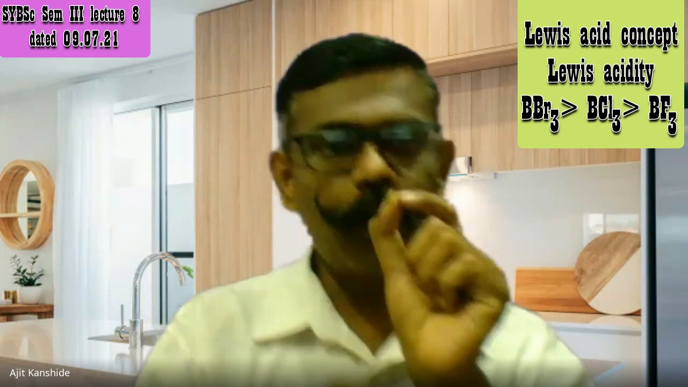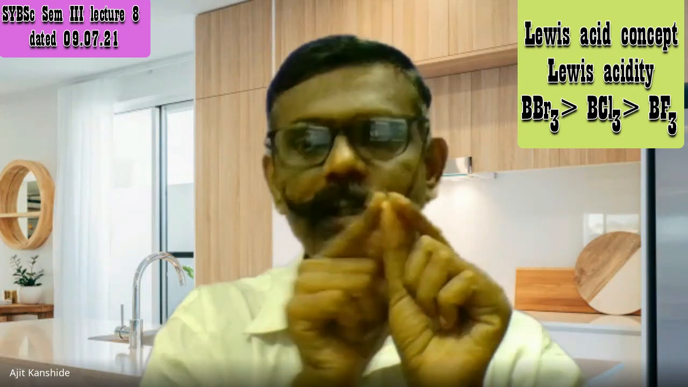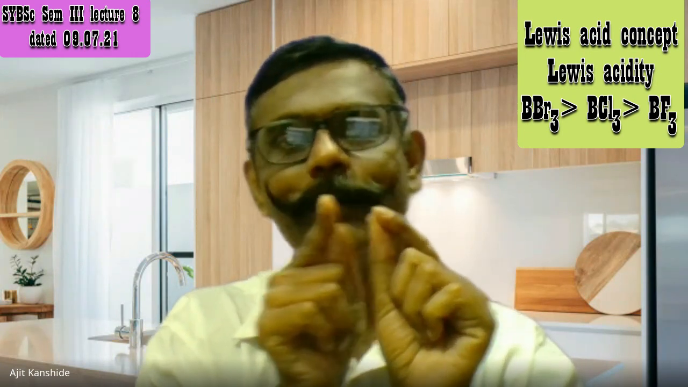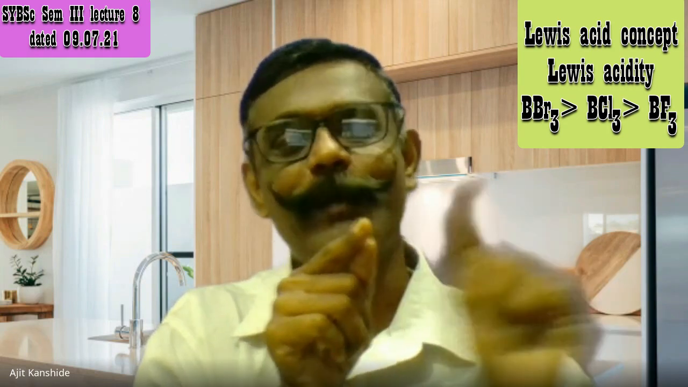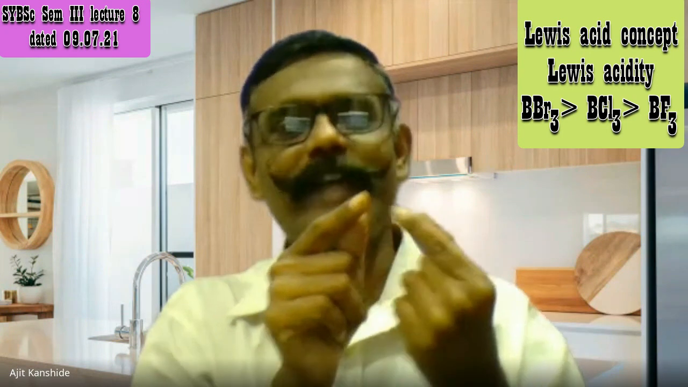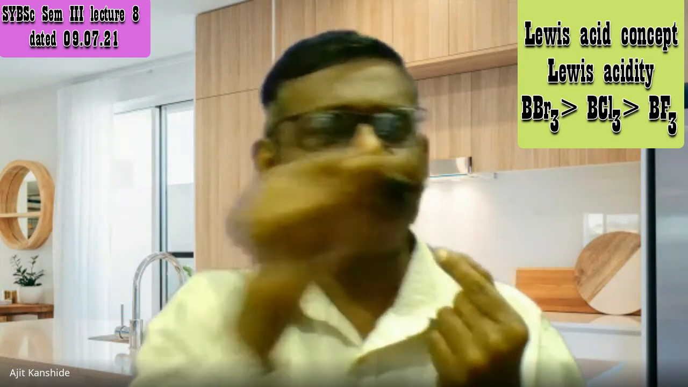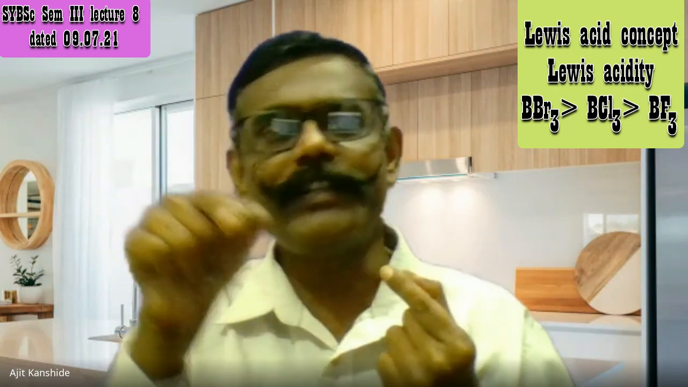Just imagine now, visualization is very important. In BF3, boron is at the center and three fluorines are there. One is towards your left side. One is towards your side, but at an angle. One is towards my side, but at an angle. 120 degrees, 120 degrees, and 120 degrees is the angular separation. These are the sp2 hybrid orbitals. And perpendicular to that is the pz orbital of boron. Could you imagine whatever I said?